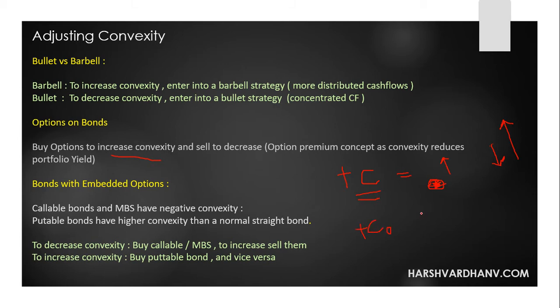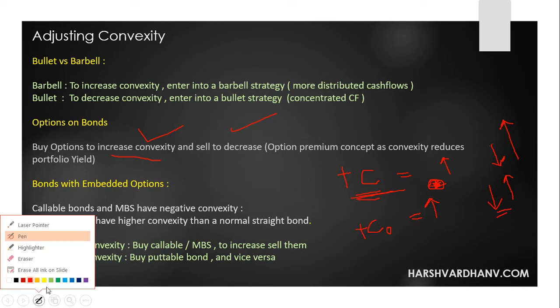When you have a call option on the bond, you are paying a premium on the bond. So what will happen is, if the interest rate goes up, your bond value will go down. But since you already have a call option on the bond, that will help you. Similarly, if the interest rate goes down, your bond value goes up. But if the interest rate goes down a lot, the bond might get called by the issuer. So it is also providing a similar kind of protection. That is why you buy the options to increase the convexity.